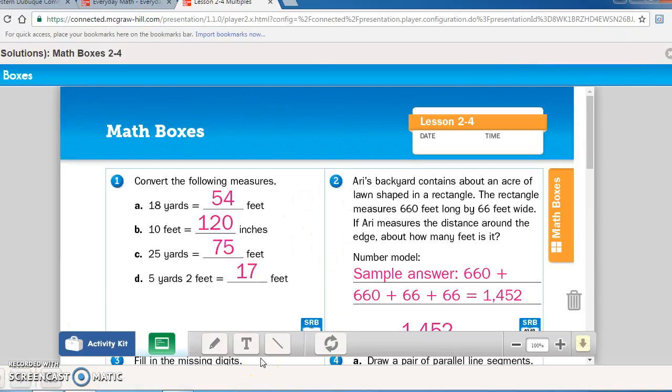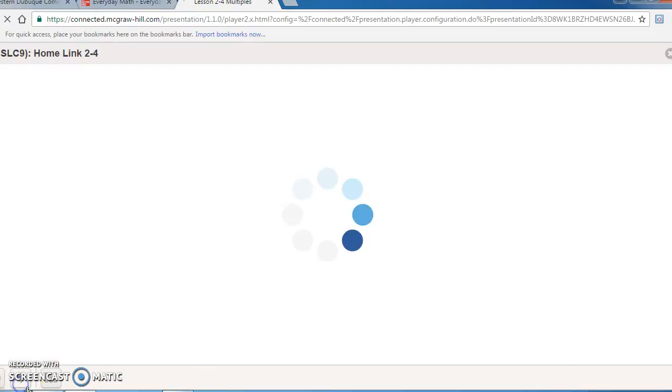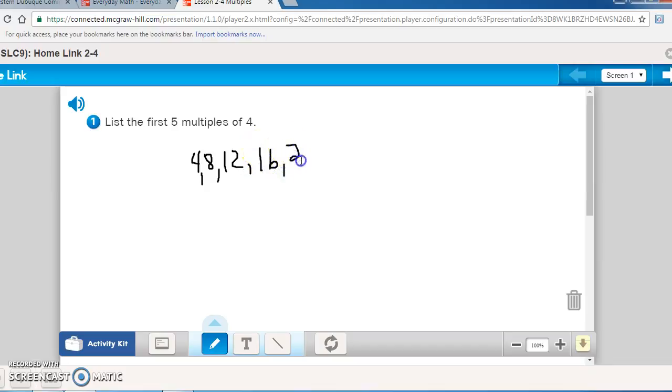Pause the tape now and do that page. Here are the answers in case the book is in use and you need to get it corrected. The first 5 multiples of 4: if you're looking for multiples of 4, your first one should be 4. And your next one is 4 times 2, which is 8. 4 times 3 is 12. 4 times 4 is 16. 4 times 5 is 20. Those are the first 5 multiples of the number 4.